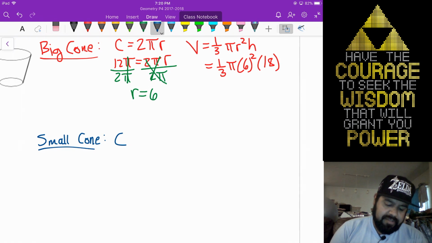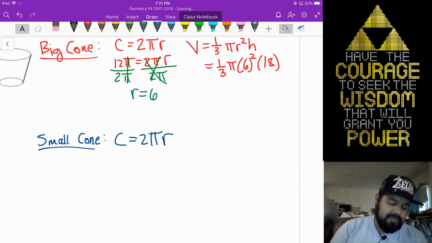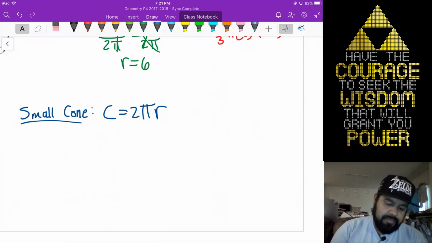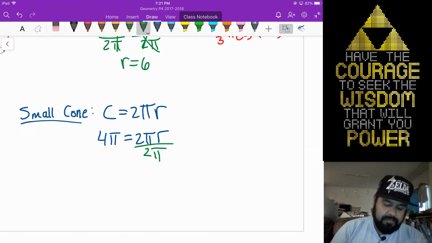We're going to say circumference equals 2 pi r. Our circumference was 4 pi. So we will say that 4 pi equals 2 pi r. So then dividing both sides by 2 pi again, we get r equals 2.